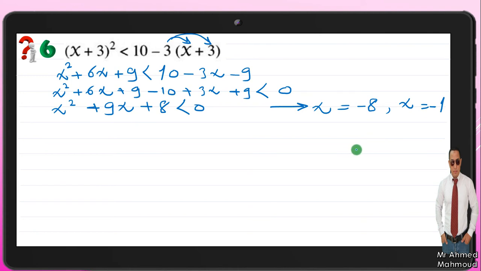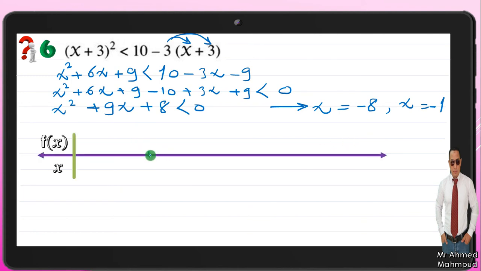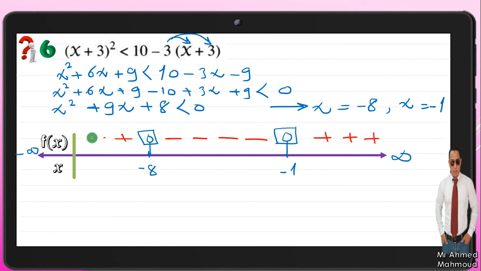Okay, now I'm going to write the number line like this. Here we have negative 8 and negative 1 here. Don't forget the infinity and the negative infinity. Okay, in between, opposite to x power of 2, x power of 2 here is positive, so in between there is a negative sign. Outside we have like x power of 2, which is positive.